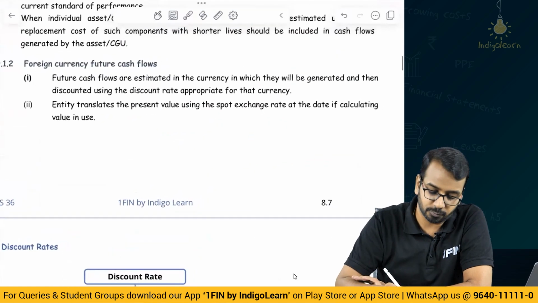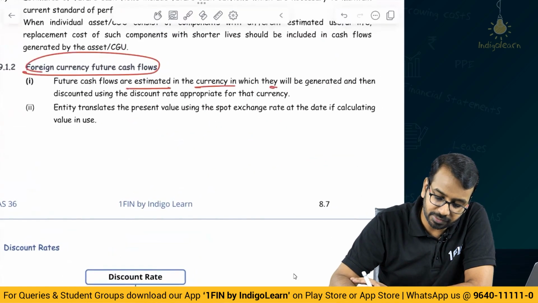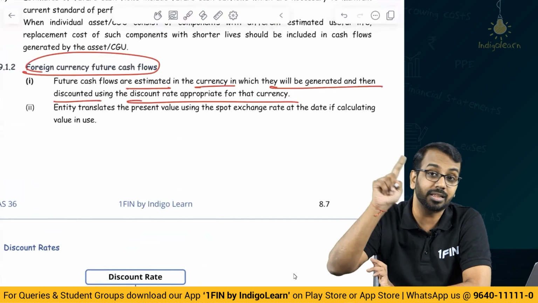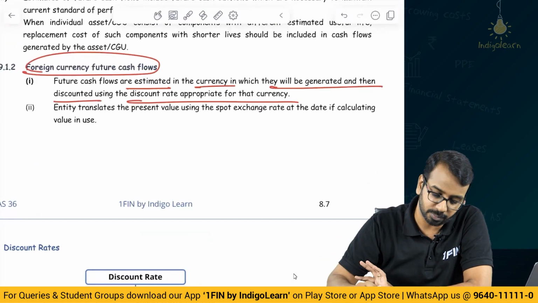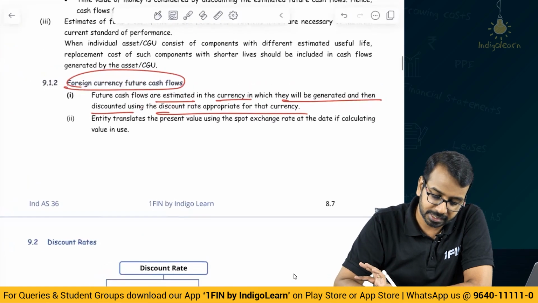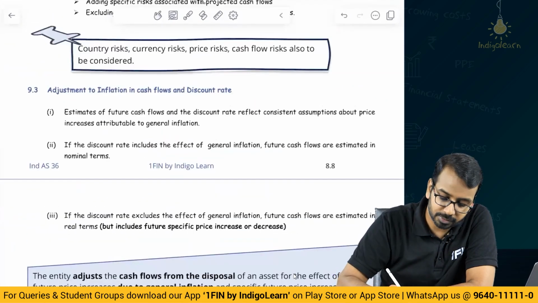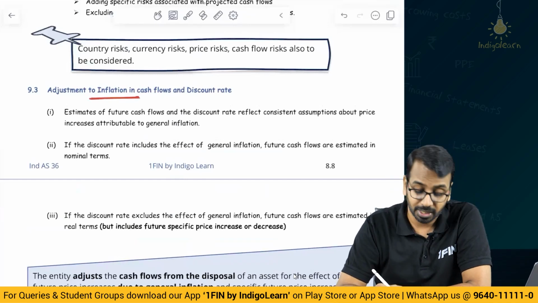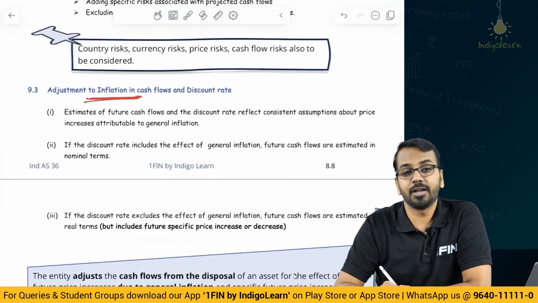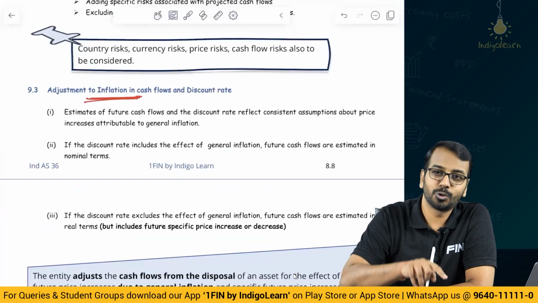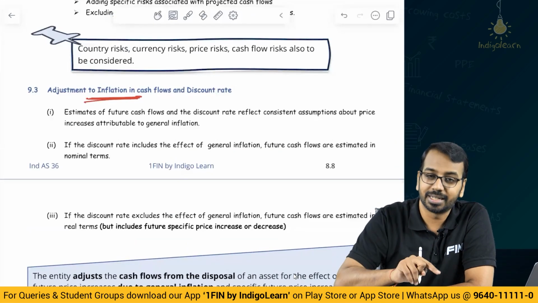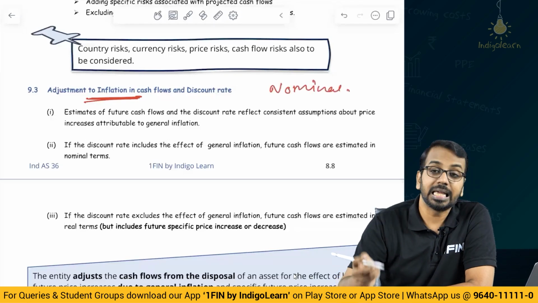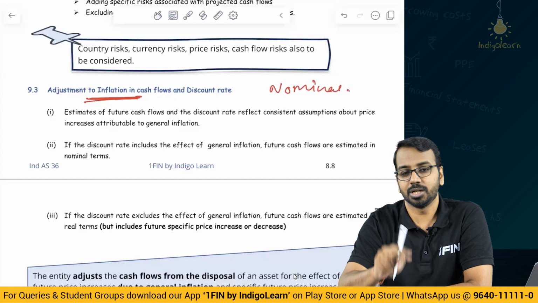If there are foreign currency cash flows, they are estimated in the currency in which they will be generated and discounted using the rate appropriate for that currency. So estimated in the foreign currency, discount rate for that currency will be used. Discount rate, you will use the pre-tax rate. Then sometimes there may be inflation angles also which would be given as a part of the question. Now if you have factored in inflation in the cash flows, the discount rate also should reflect that the inflation has been factored in, meaning to say you will use a nominal rate. If the inflation factor is not included, then you will use the real rate.